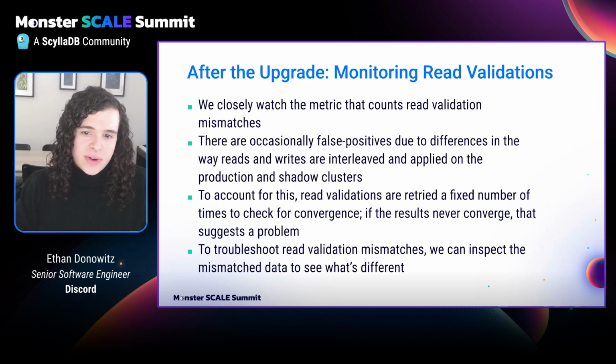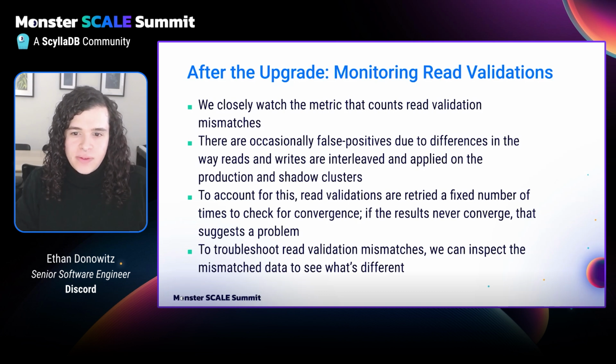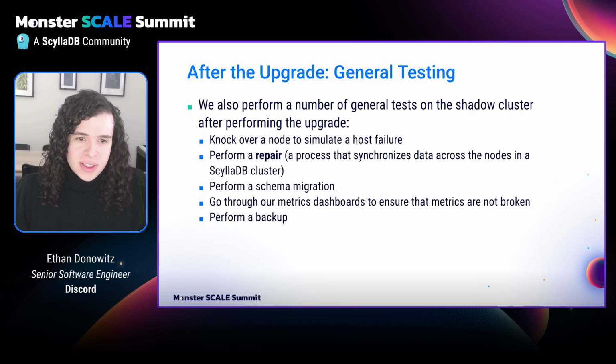And if we do encounter a read mismatch, we can actually just inspect the mismatch data to see what's different. And usually that tells us what's going on. So in practice, I personally haven't seen, I don't think, any read validation mismatches that were due to a problem in the new version. We tend to just run into a few false positives due to things like failed requests and stuff like that. In addition to that, we just perform a bunch of general testing.